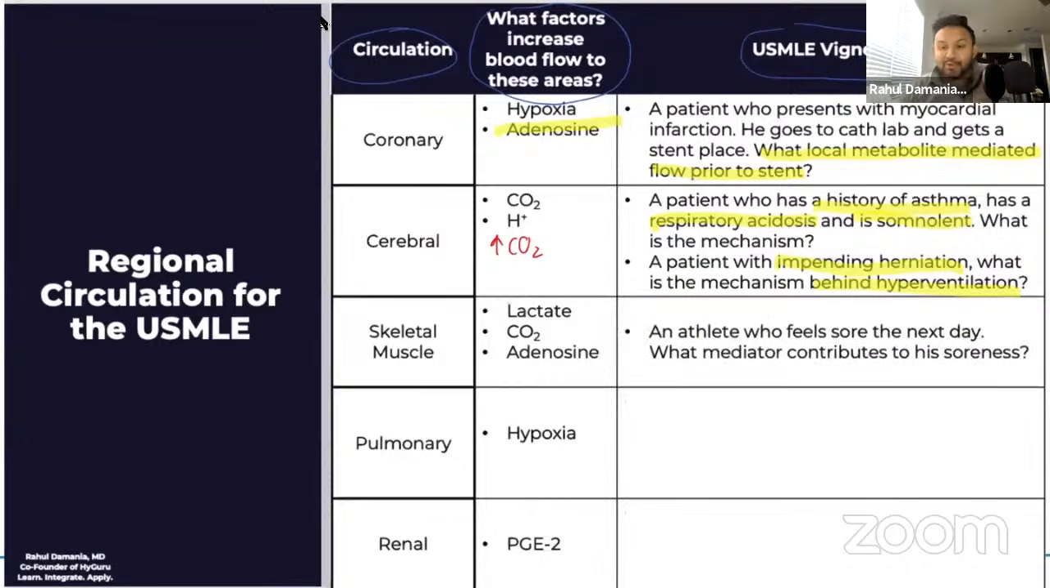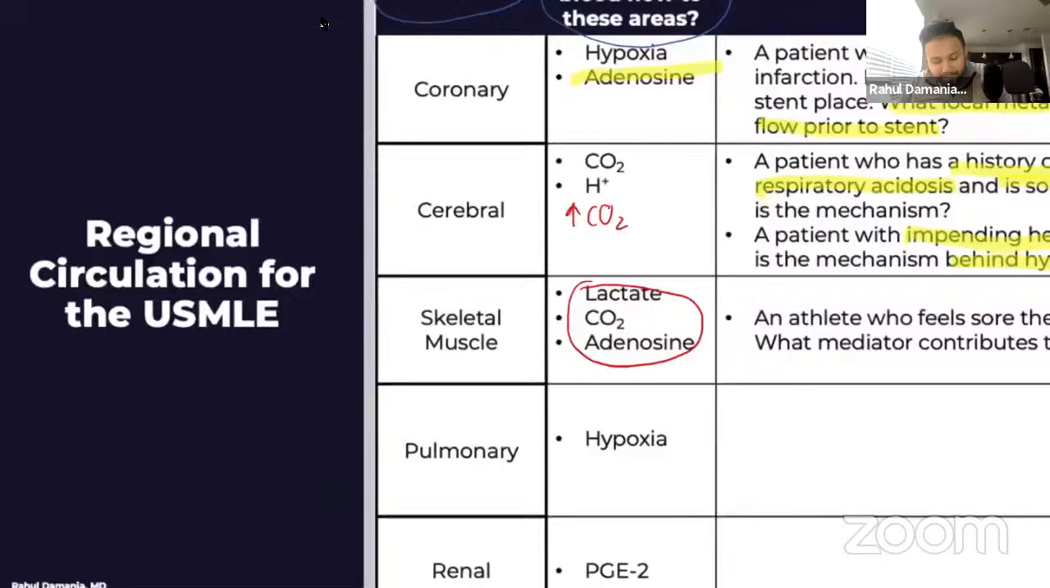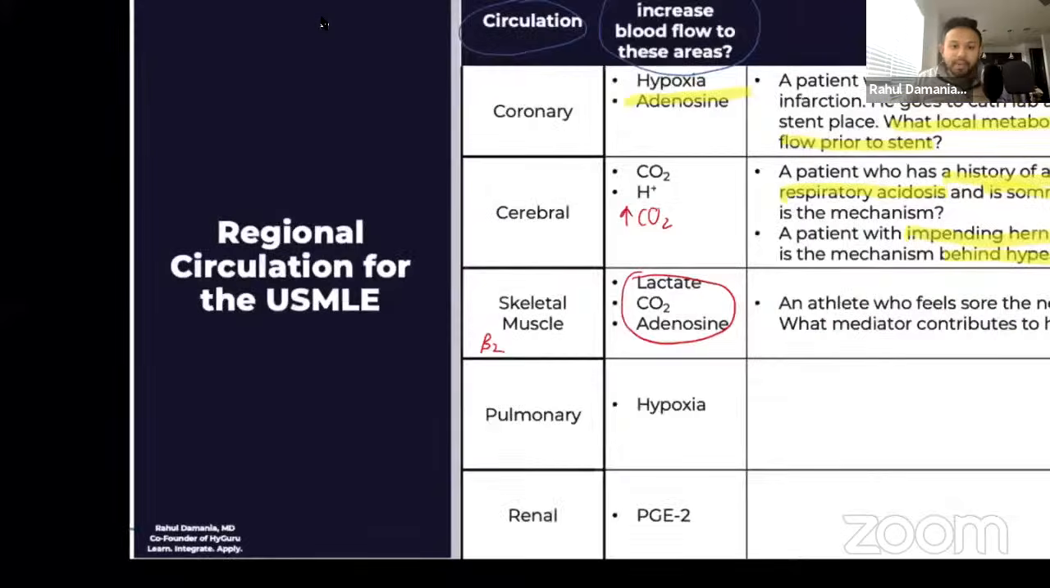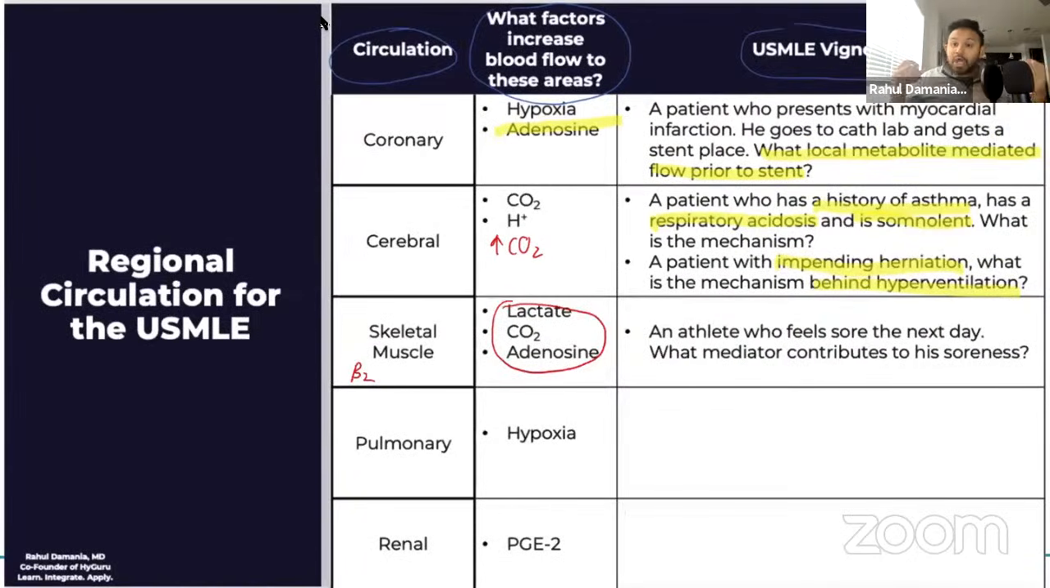An athlete who feels sore the next day, what mediator contributes to the soreness? Well, think about it like this. If you have high lactate and high adenosine, aren't you going to have an increase in blood flow to the skeletal muscle? You're absolutely correct. And let's go ahead and do a little bit of autonomic tie-in here. What is the receptor that's going to be active? That's going to be the beta-2 receptor, because remember, beta-2 found in the skeletal muscle causes you to vasodilate.